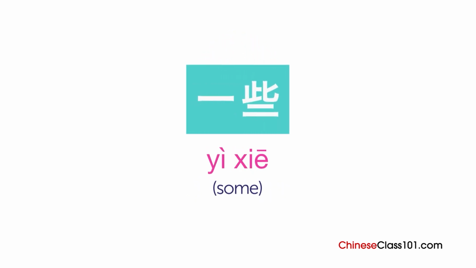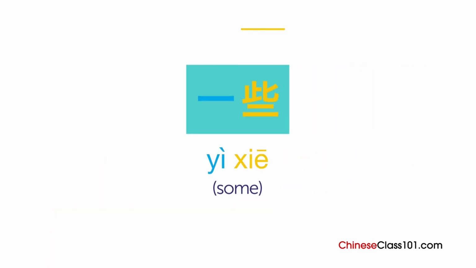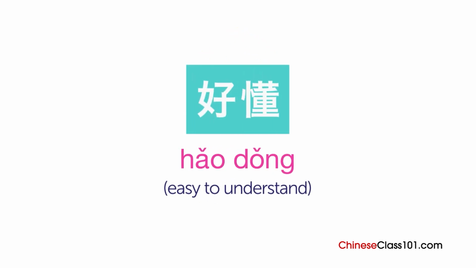What about this one? 一些. Since the next tone is a high tone, the first character is pronounced with a falling tone. If the next tone would have been a falling tone, then this character would have been pronounced as a rising tone. Okay, last one.